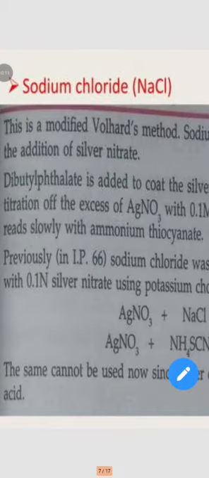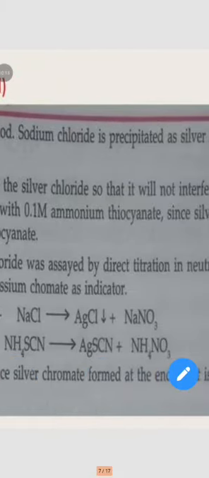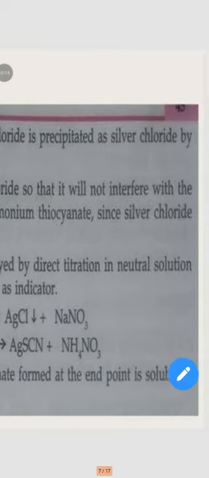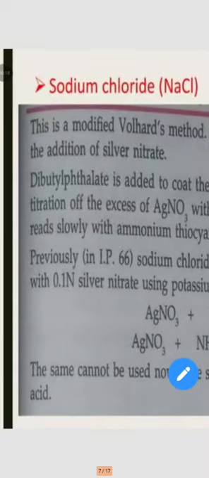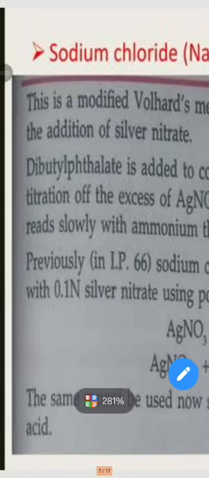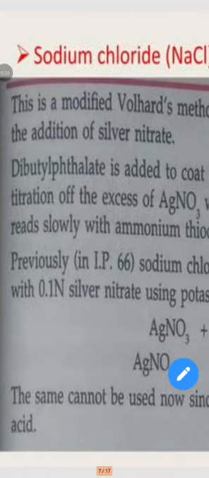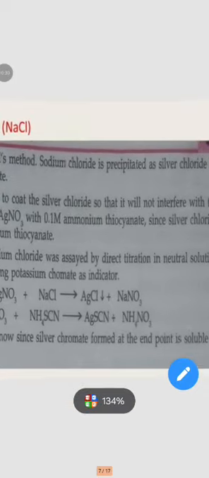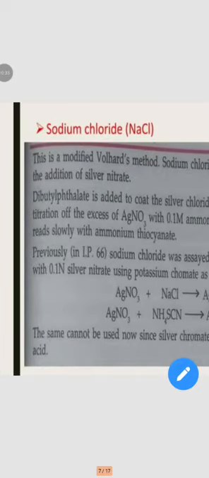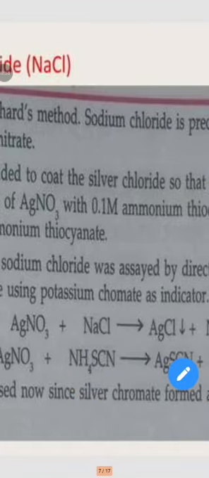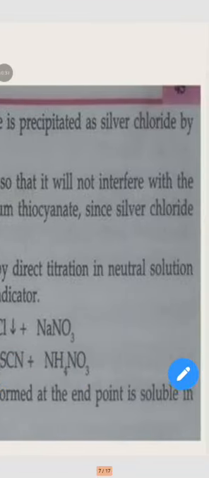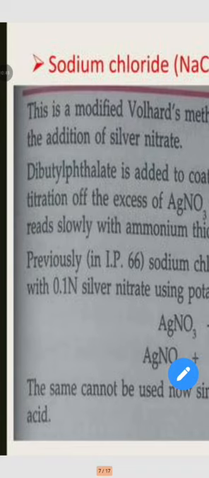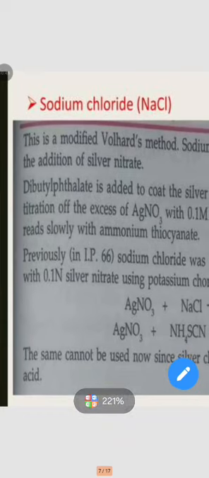The diethyl phthalate is added to coat the silver chloride so that it will not interfere with the titration of the excess silver nitrate with 0.1 molar ammonium thiocyanate, since silver chloride reacts slowly with ammonium thiocyanate.